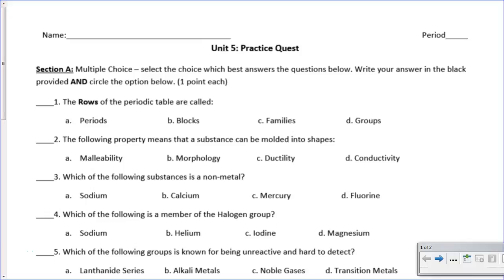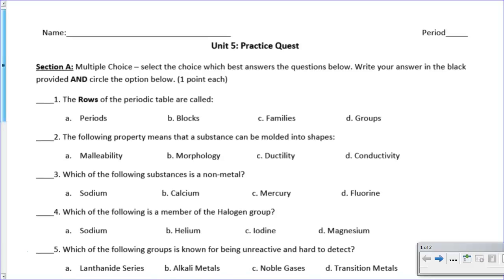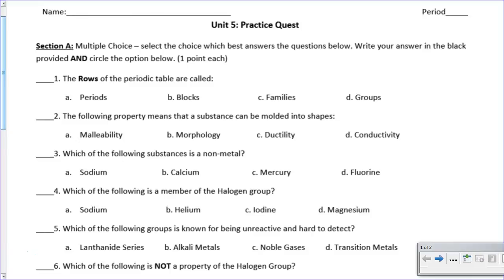This is going to be a short video going through the Unit 5 practice quest. This is the unit that is all about the periodic table and different parts of the periodic table, and then knowing the different trends that exist there. So first off here, I'll just go through these multiple choice questions, kind of remind you of some things that you should know.